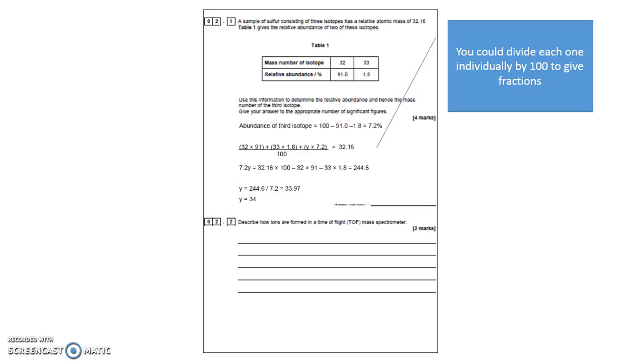Describe how ions are formed in a time of flight mass spectrometer. Well, a sample is bombarded by high energy electrons from an electron gun, and the sample loses an electron. So if the atom is, say for example, M, it becomes M+, so M is a representation of the symbol for an atom, M standing for molecule. So the sample loses an electron and forms a 1+ ion, you could say it that way as well.